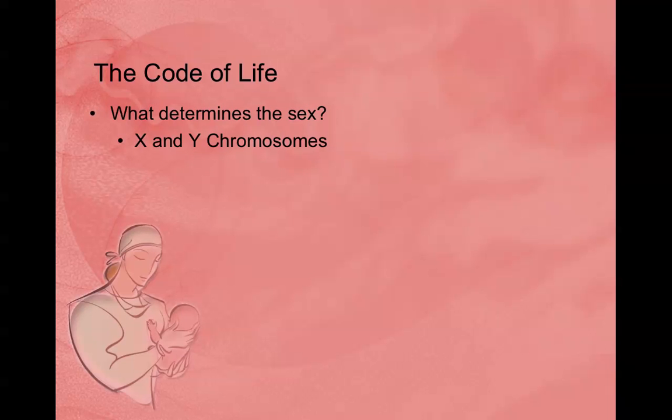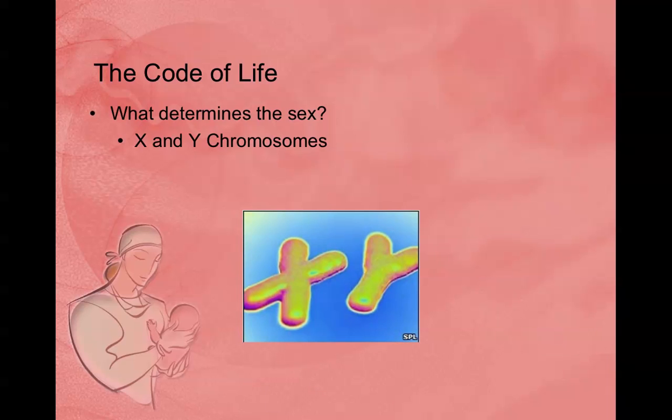What determines the sex of an individual? The X and Y chromosomes. Female humans have 2 X chromosomes. Males have only 1 X and 1 Y chromosome. It is the male that determines what the sex of the offspring will be.